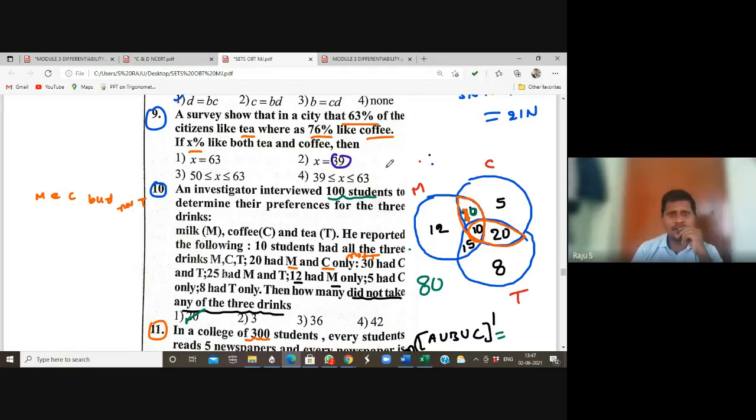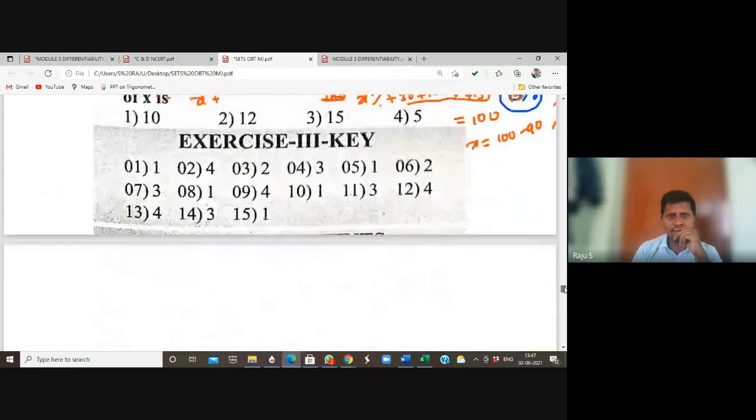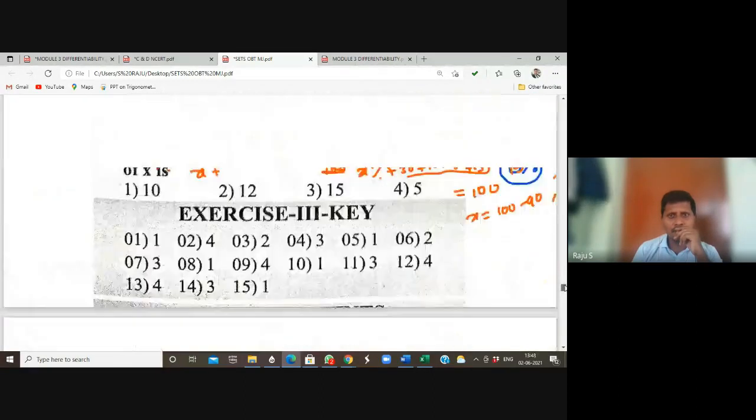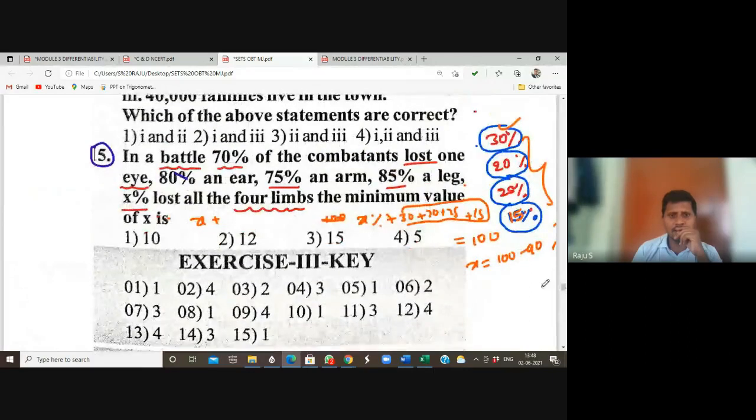So anyhow, here we need to find X percentage, which means both. Both means when you take coffee as C and tea as T, then C intersection T. So we have to find n of C intersection T. This is X. This X value we need to find. What are the options they gave? Let's see once. Right, absolutely right. Ninth one is the fourth option.